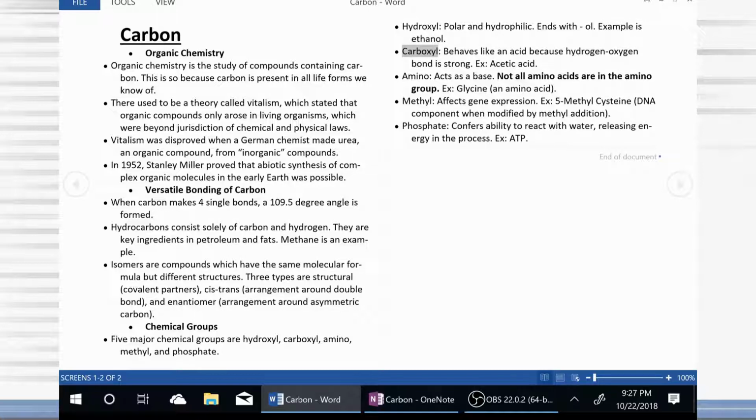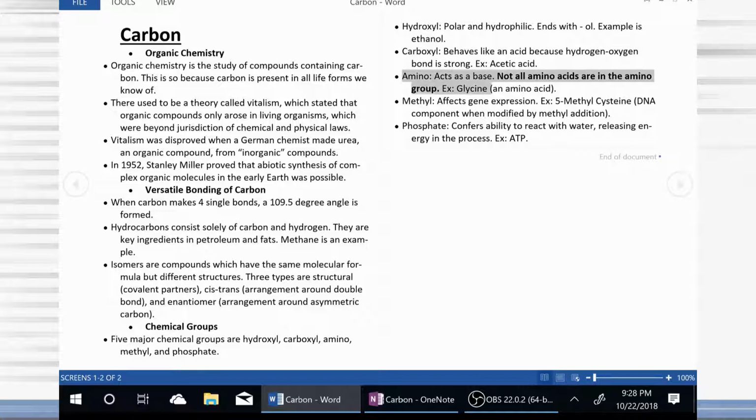Then we have our carboxyls, and these carboxyls tend to behave like acids because our hydrogen-oxygen bond is really, really polar because, as you know, oxygen has one of the highest electronegativities and hydrogen does not have a really high electronegativity. So you have a really, really polar bond right there. Whenever you see a COOH, that's an indication that we're dealing with a carboxyl. A good example would be acetic acid.